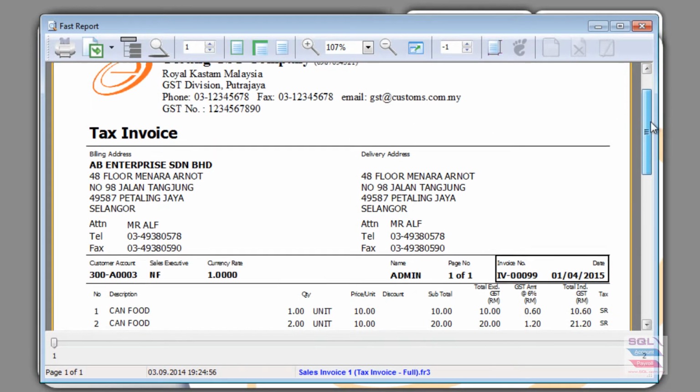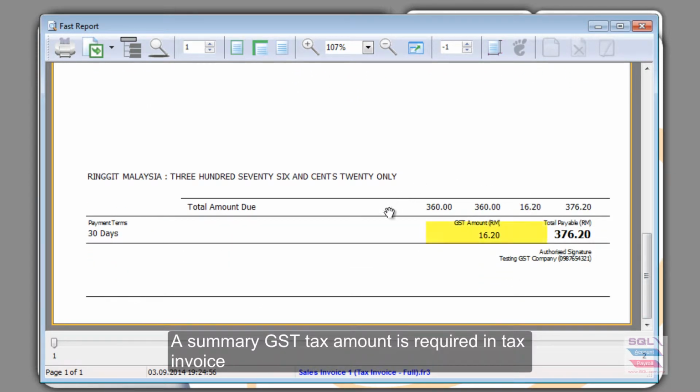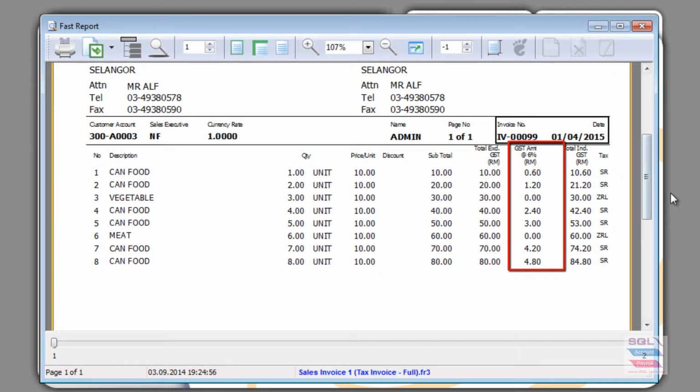The second thing that is compulsory to have in your full tax invoice is the summary of the GST total amount. Over here, it's 16 ringgit and 20 cents. And finally, what is encouraged but not compulsory is the breakdown of the individual item GST amount. The reason you need a breakdown, or at least it is encouraged, is because as you can see here, some items are actually zero rated and therefore do not have tax. Other items will require tax.